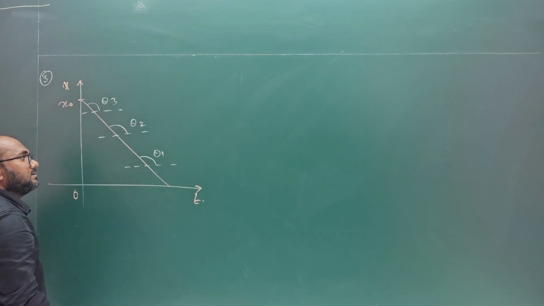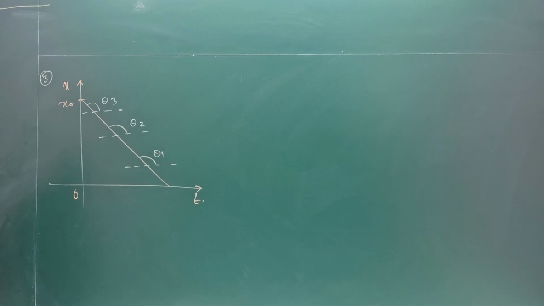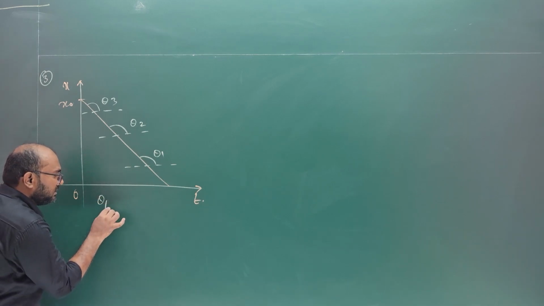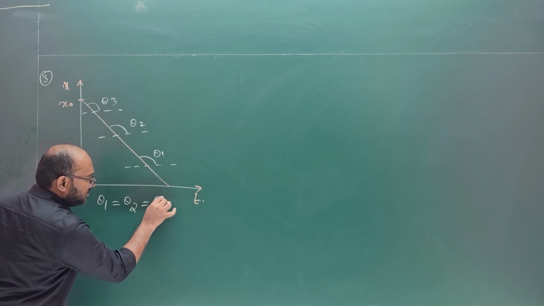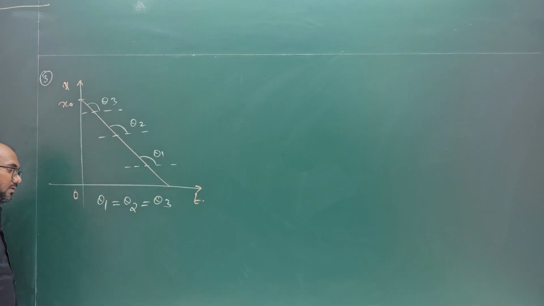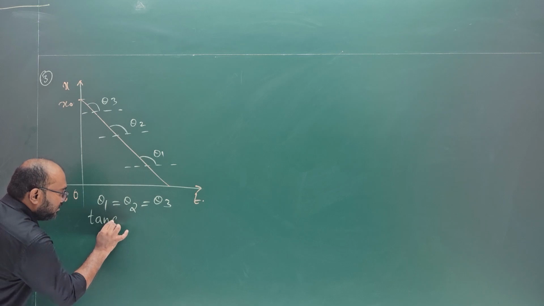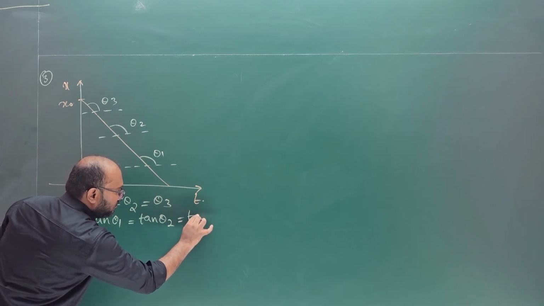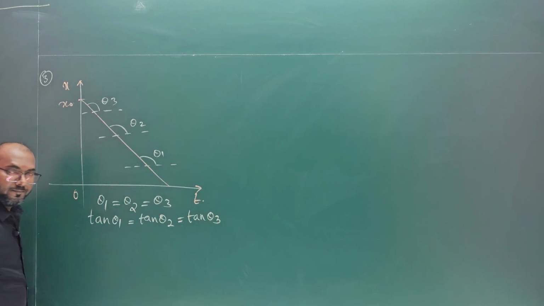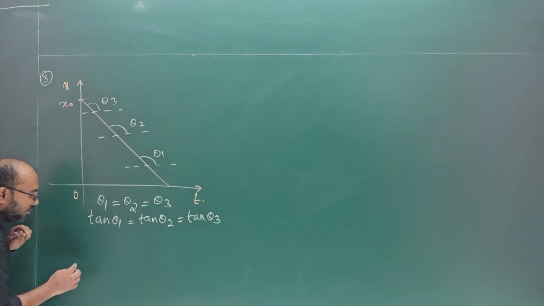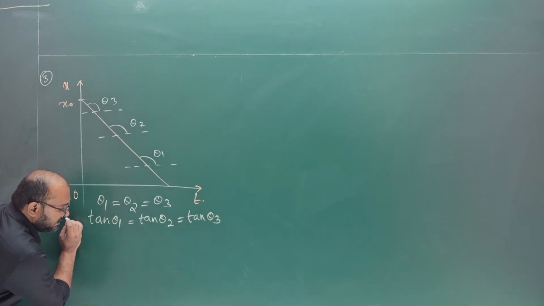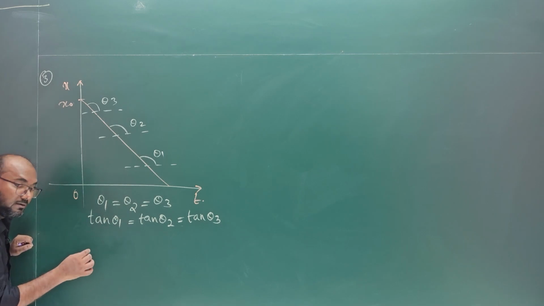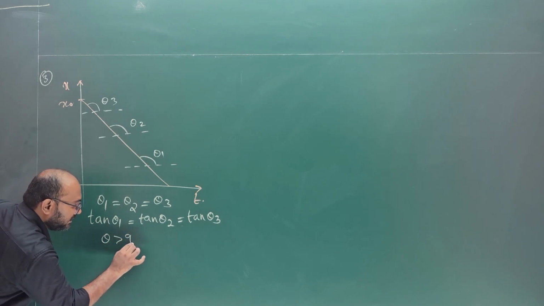Again, these three dotted lines are parallel to each other. If they are parallel to each other, theta 1, theta 2 and theta 3 are equal to each other. So can I say theta 1 is equal to theta 2 is equal to theta 3? Can I say that? Okay, can I also say that tan of theta 1 is equal to tan of theta 2 and it is also equal to tan of theta 3? Yes, is the slope negative or positive? Is theta greater than 90 or less than 90? Yes, greater than 90. So theta is greater than 90.